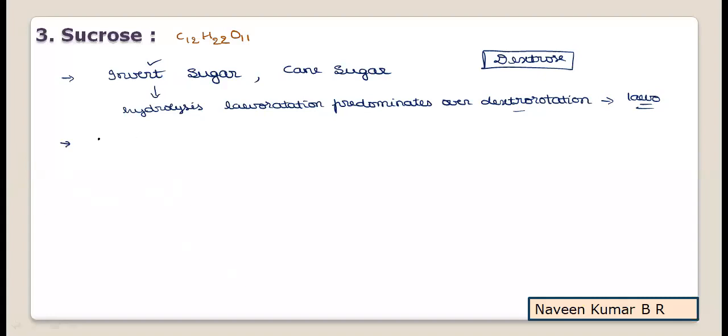Invert sugar or cane sugar is the common name. Now, if you consider the combining monosaccharides here, you can better understand the optical property as invert sugar. So with the monosaccharides optical rotation: the first monosaccharide is alpha D plus glucose, as the plus indicates it is a dextrorotatory compound. And the second one is beta D minus fructose.